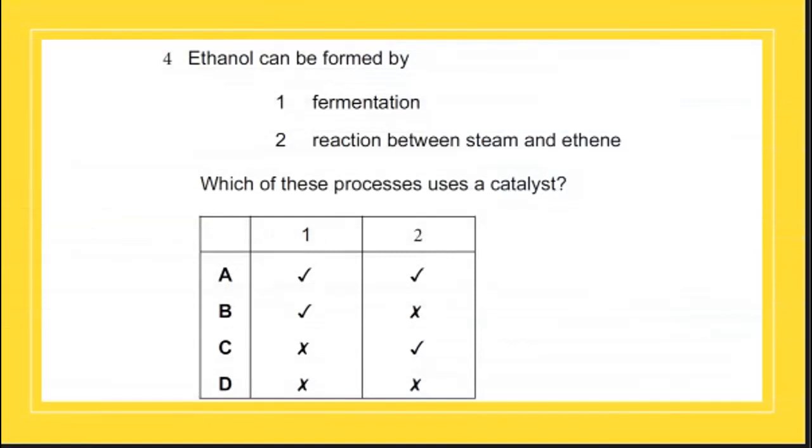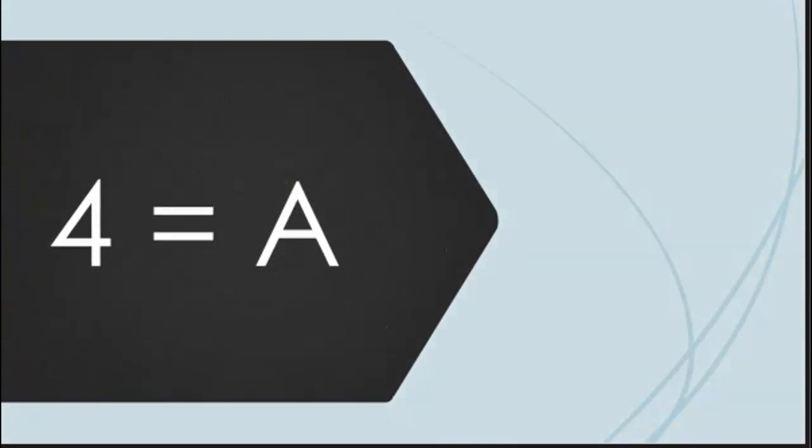Question 4. Ethanol can be formed by 1, fermentation, or 2, reaction between steam and ethene. They ask, which of these processes uses a catalyst? Fermentation requires yeast, and the reaction between steam and ethene also requires a catalyst. So the answer, in my opinion, is A as in apple. They both require a catalyst for this process to take place, because the one with steam must also happen at high temperatures. Yes, the answer is A as in apple.